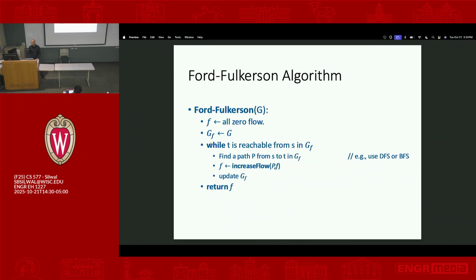So you can see there's a condition: while T is reachable from S. And it's not even clear from the way I wrote it that it finishes, but as we'll see, at some point there's no way to go from S to T in G sub f, and that's the point where we know that we're done. Questions?